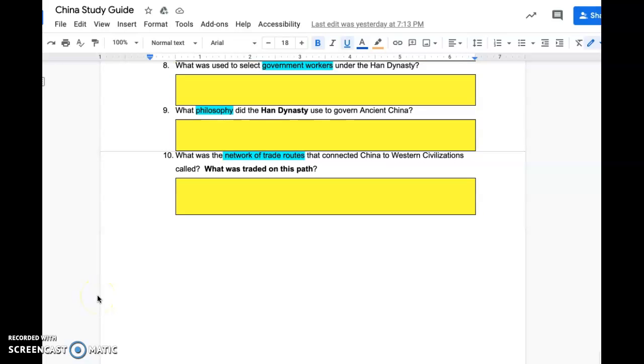And number 10. What was the network of trade routes that connected China to Western civilizations called? What was traded on this path?